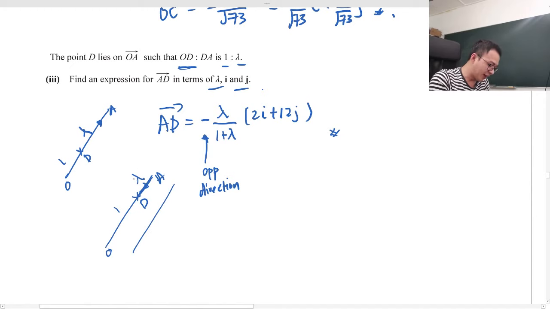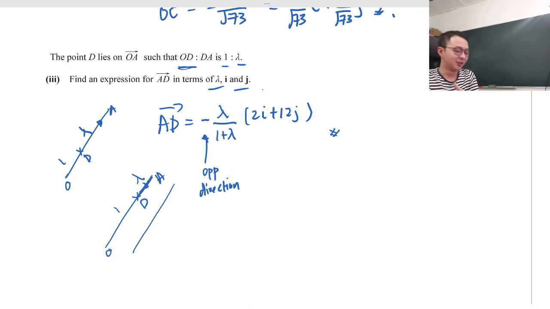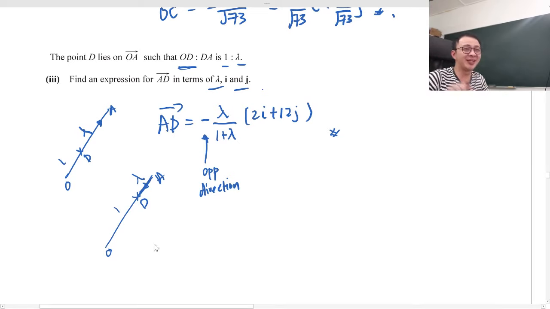So if lambda is 2, then it will be 2 over 3. So we do not know what is the value of lambda. So I just say lambda over the total. Total is 1 plus lambda. So if you think the lambda will make you very confused, I can just assume a value for lambda.